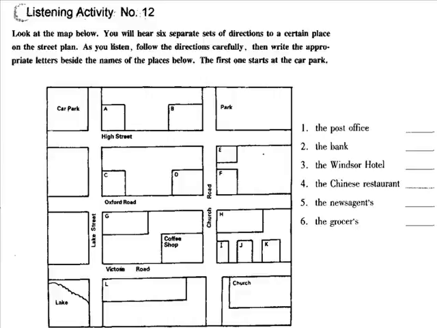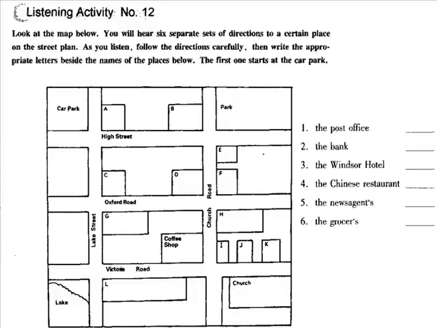Conversation 1. Excuse me, could you tell me how to get to the post office from here? The post office? Let me think for a minute. The post office, yes. It's on Victoria Road. Go straight along High Street until you get to the park. Turn right at this junction into Church Road, and then take the second turning on your left. That's Victoria Road. The post office is in the middle of the block on your left, opposite the church.